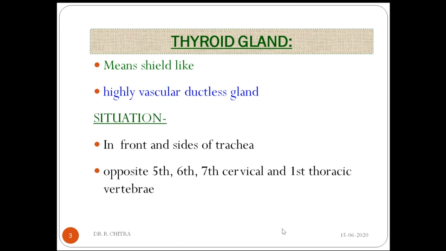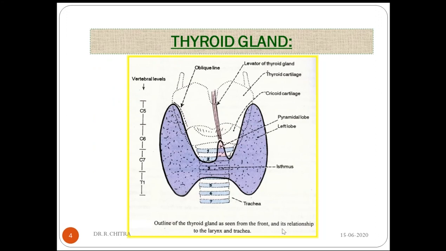In the last class, we have seen in the development of the thyroid gland, thyroglossal duct passes in front of the hyoid bone, in front of the thyroid cartilage. When it reaches in front of the trachea, it divides into the bilobed mass that forms the primordium of the lobe and isthmus of the thyroid gland. That is how it is situated in front and sides of the trachea. So it is exactly situated opposite to the second, third, fourth tracheal rings.